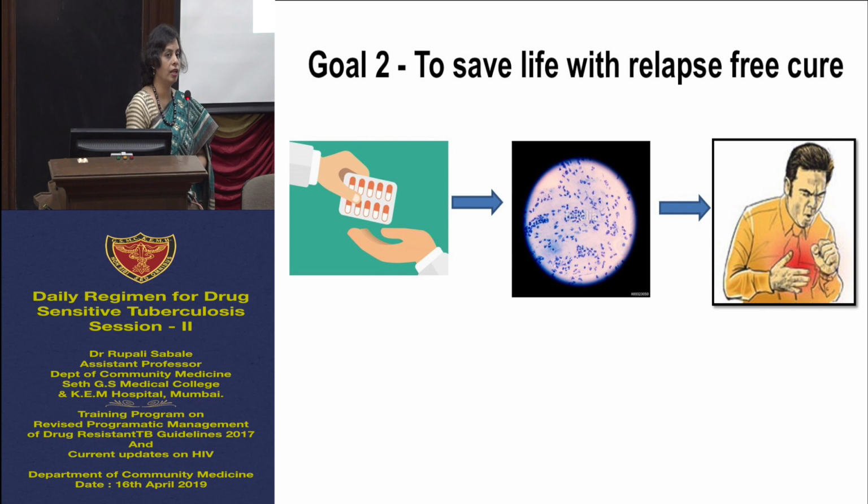Second goal is to save life with relapse-free cure. What is this relapse-free cure? Before that, let us understand the meaning of relapse. Relapse means we have given the treatment to the TB patient, and he has completed the course. At the end of the course, his smear is negative, so we term the patient cured of tuberculosis. But after a few months or few years, the patient comes back to the health center with signs and symptoms of tuberculosis. So we say the patient has relapsed.